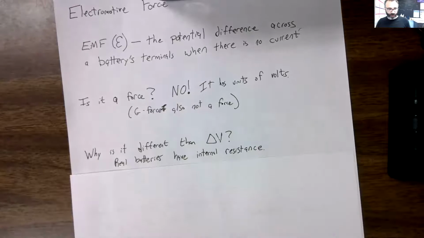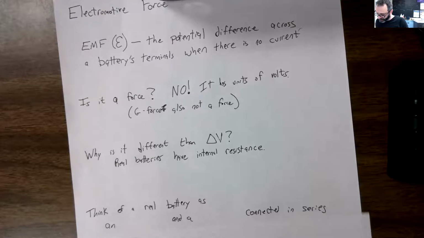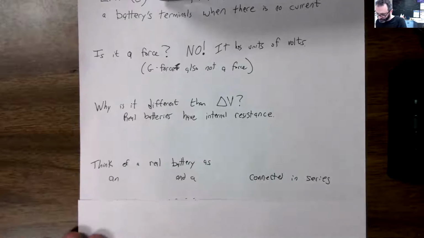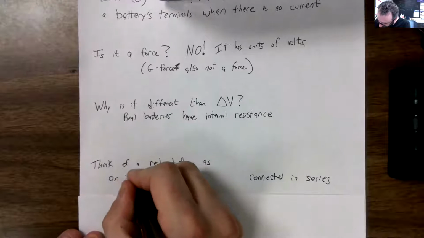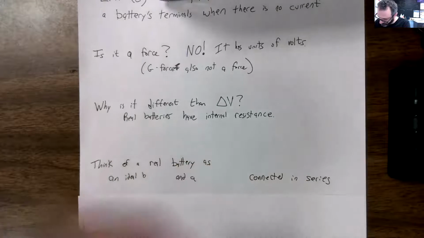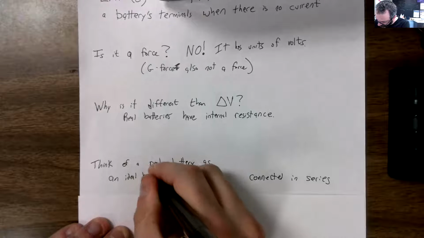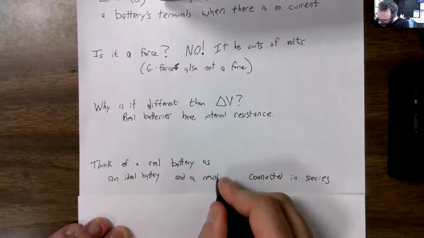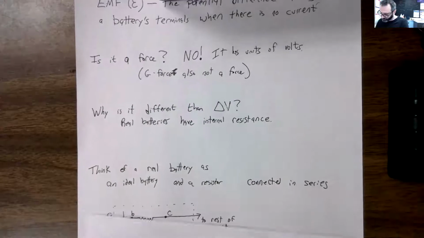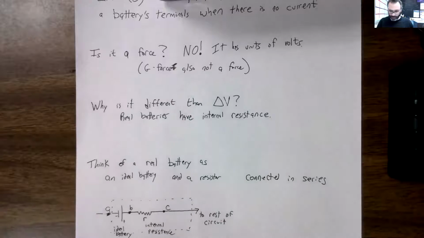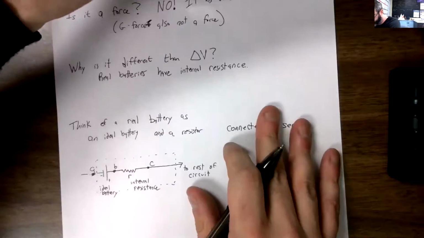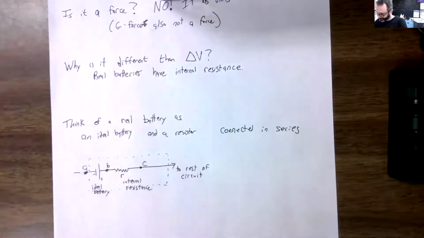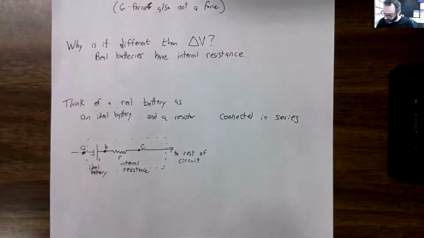All right. Really, you can think of a real battery as an ideal battery, basically what we've been working with, where it's just a delta V across it that doesn't change, and a resistor connected in series. So here's a circuit diagram. Put my paper up. All right. Anyway, so here's a circuit diagram.